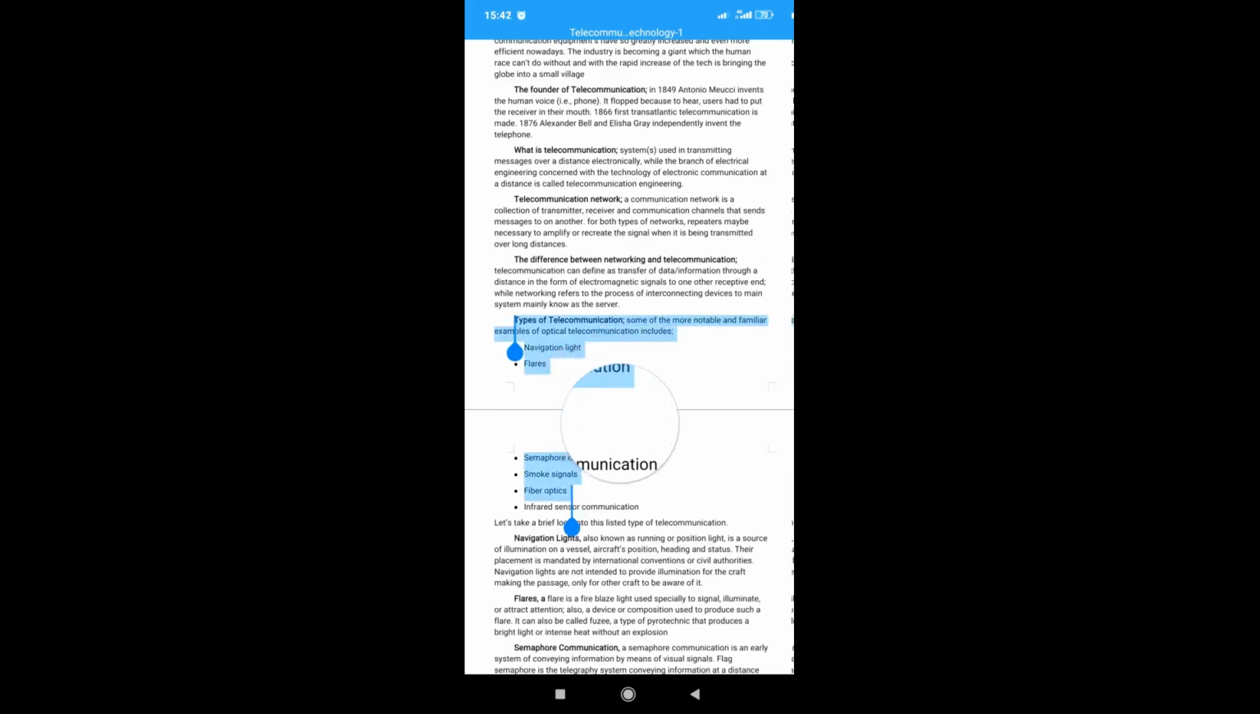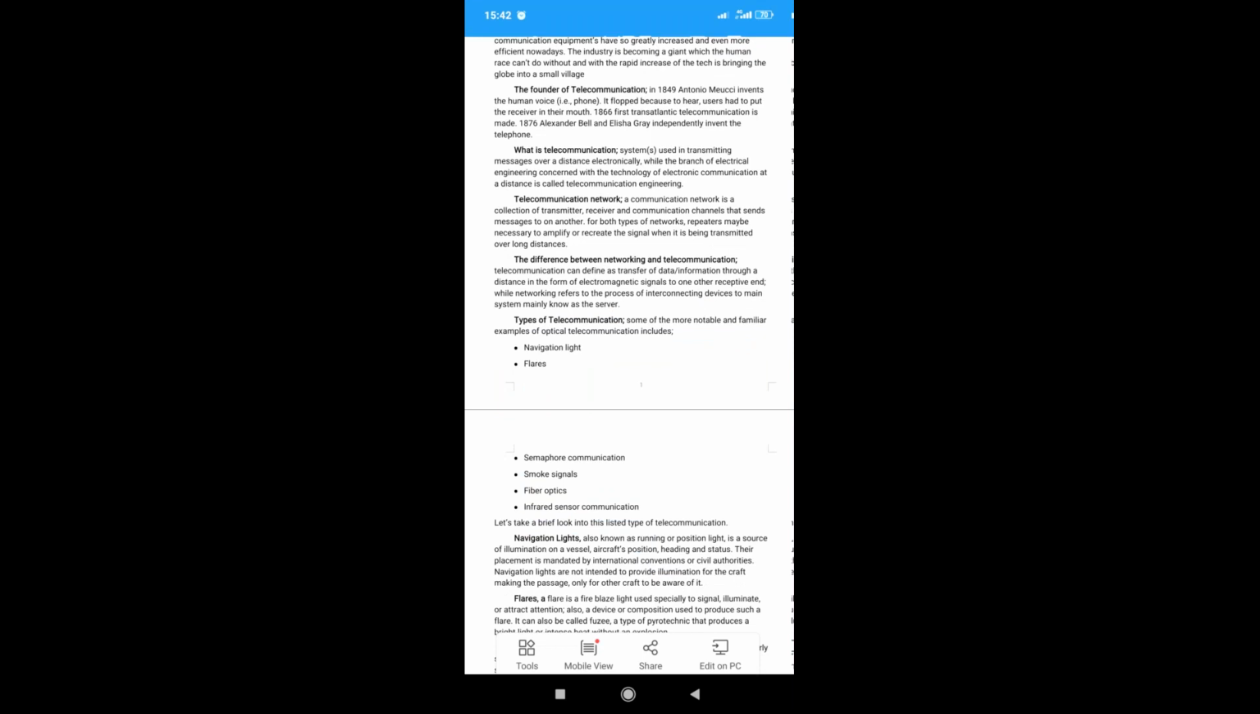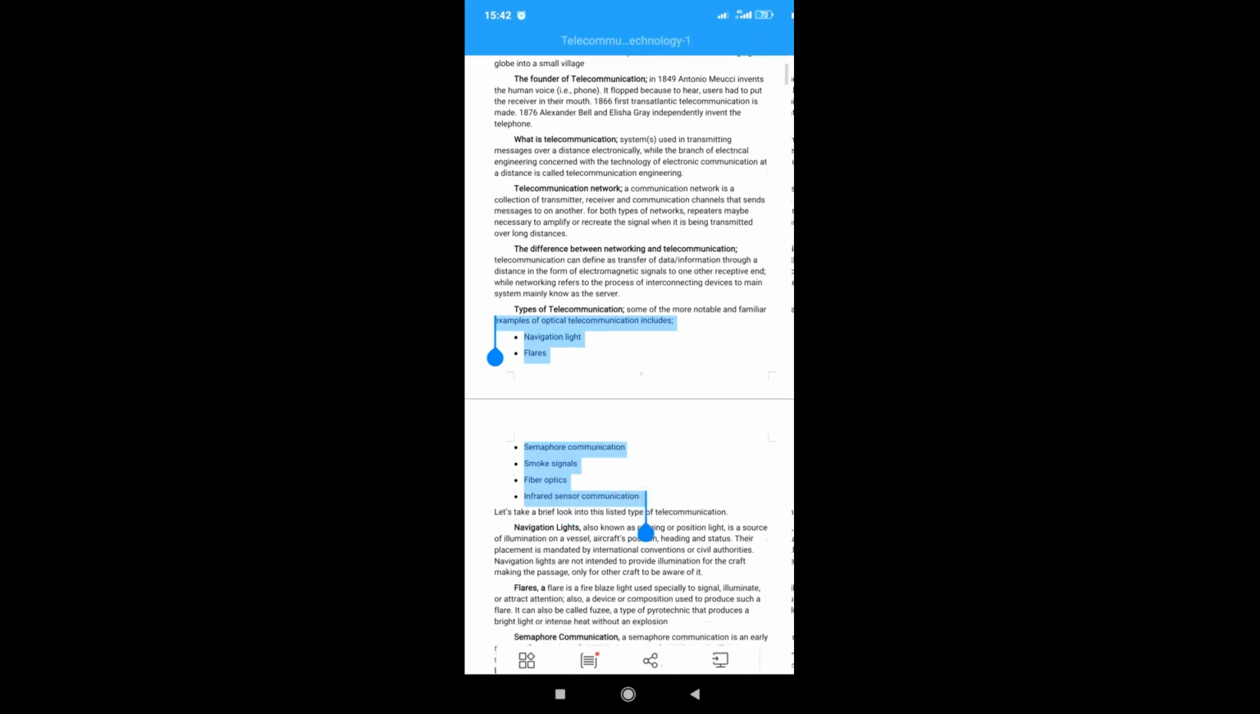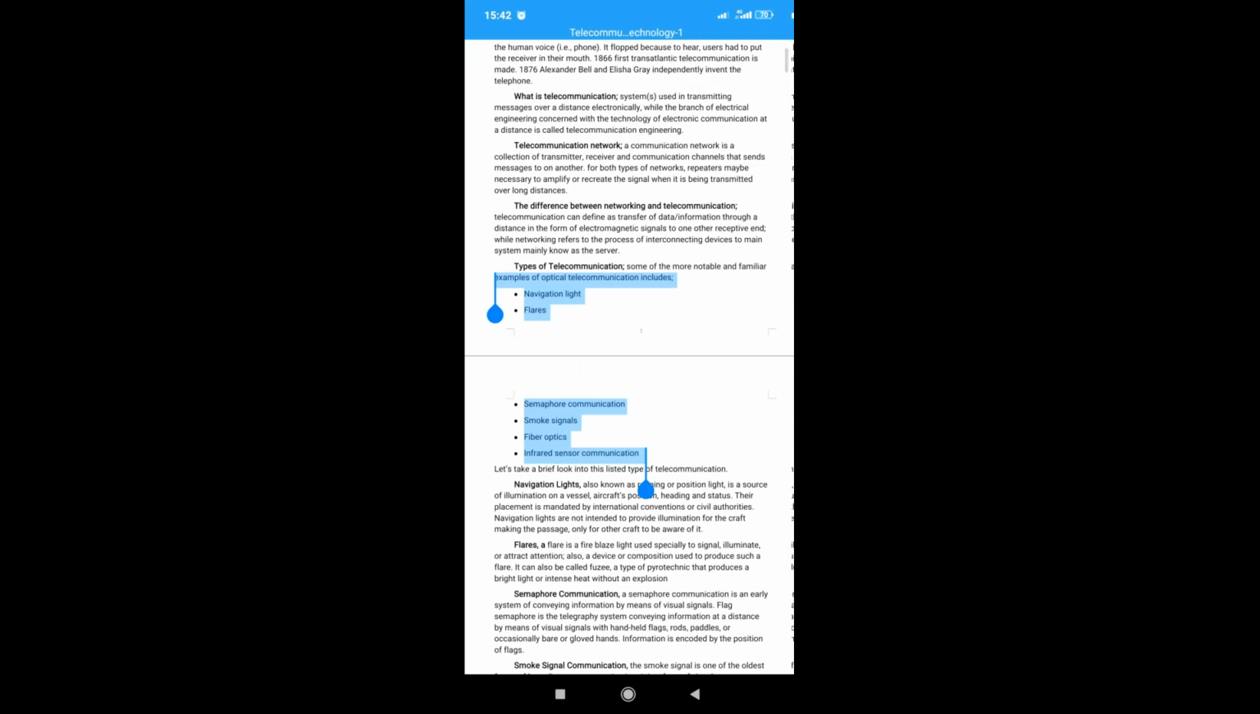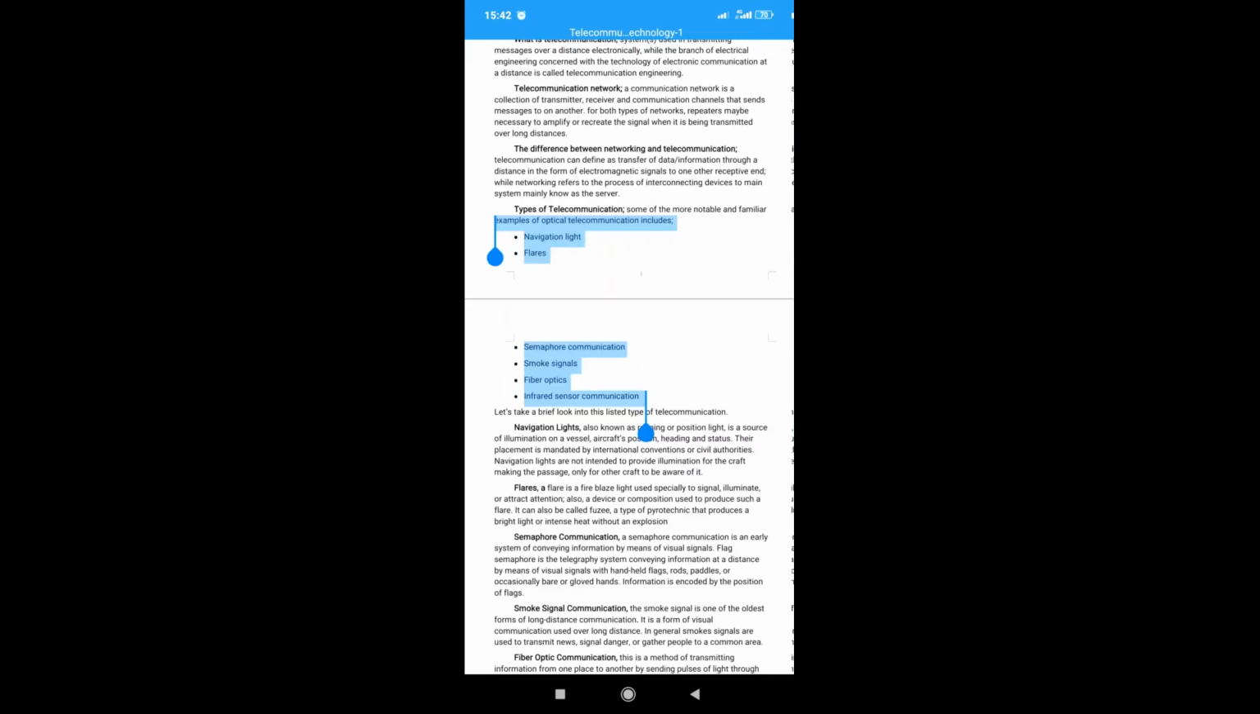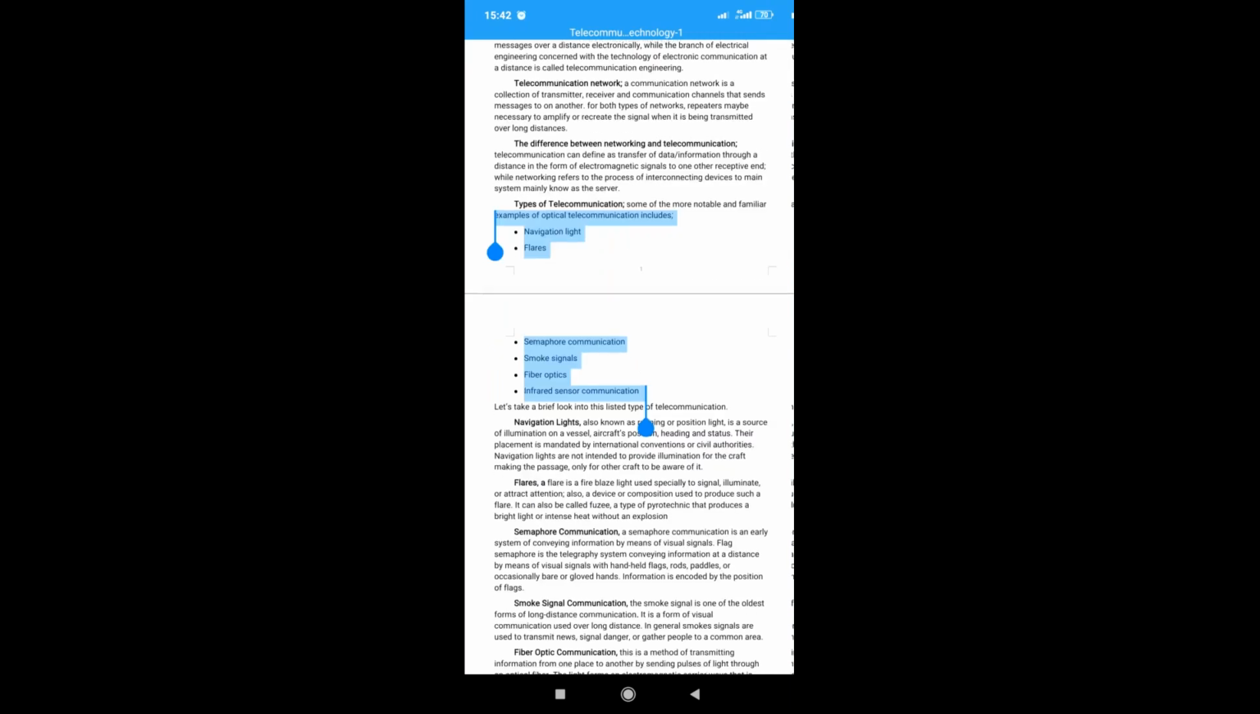I hope you see what I'm actually marking. It's actually the types of telecommunication. Types of telecommunication. Then the first thing here is called the navigation light. These are types of telecommunication.